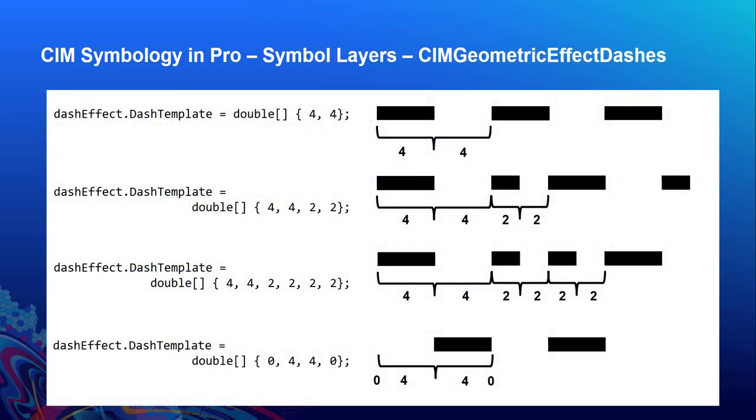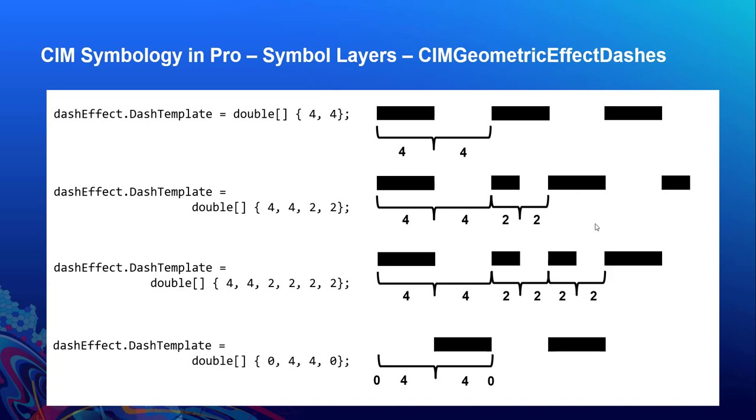Okay, so here are some examples. I have a dash effect instance, my CIM geometric effect dashes. Into its dash template property, I am assigning a series of different double values. In the first example, my pair has a dash length of 4 and a dash space of 4. So here's my dash, and then the space, and then the pattern repeats. So regular dash pattern. In the next example, I have 2 pairs. 1 pair for the dash and dash space, 1 pair for the dot and dot space, and so my pattern looks like this. And then again, it repeats.